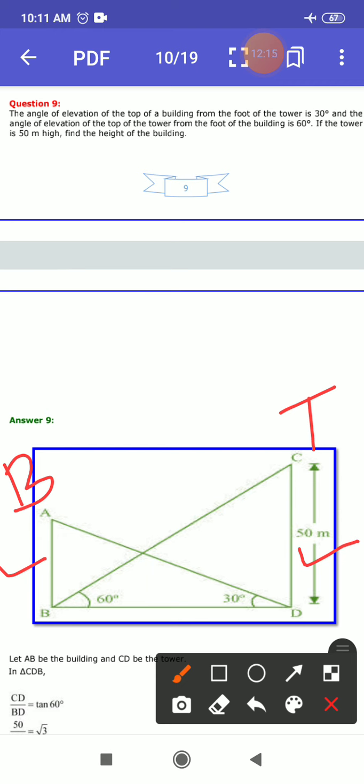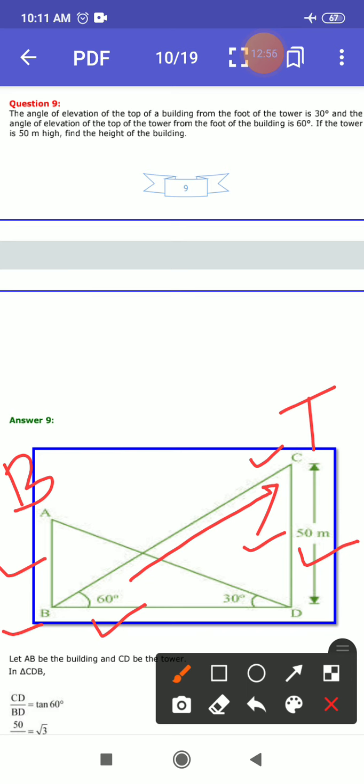Clear? So here the tower height is given, 50 meters, and you have to find the height of the building. Now the condition given in this question is that if you stand at the bottom of the building and see the top of the tower, the angle made is 60. Clear? If you stand at the foot of the building and see the top of the tower, then the angle is 60.